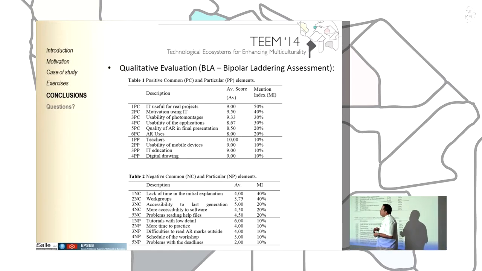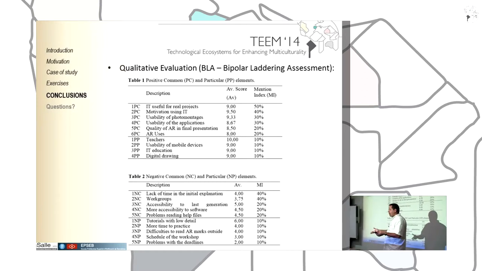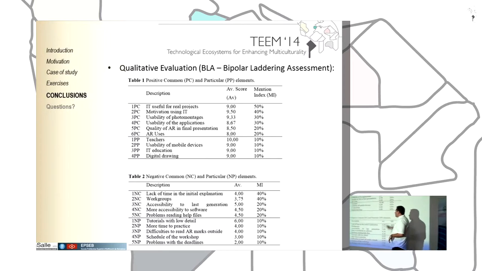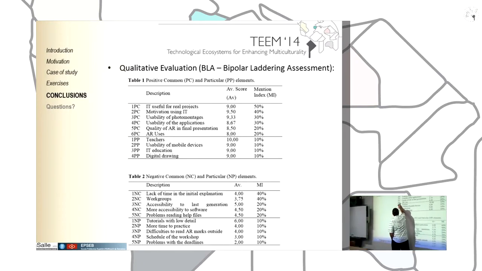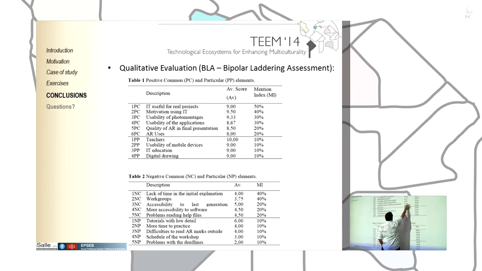What are the three most positive elements of the project? What are the three negative elements of the project? You can view here, for example, both positive common and positive particular. This one, for example, was indicated by only one person, and in this case we have more seats.